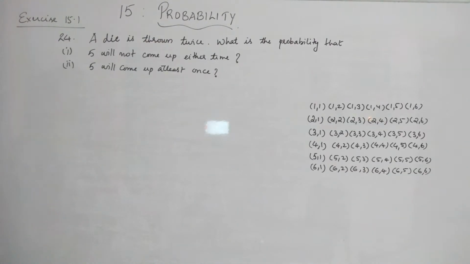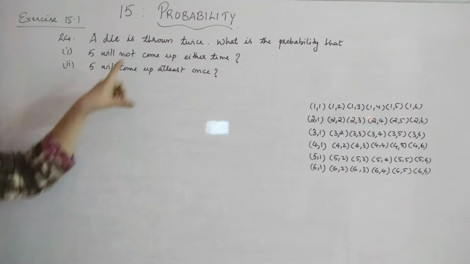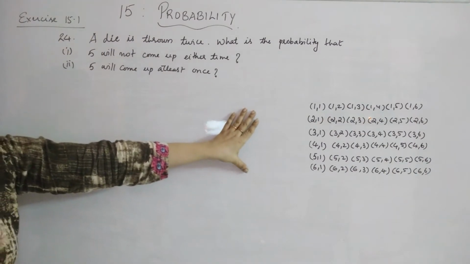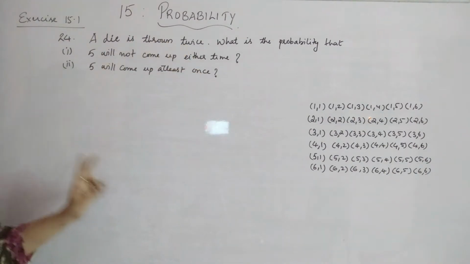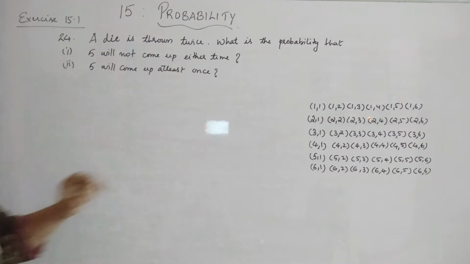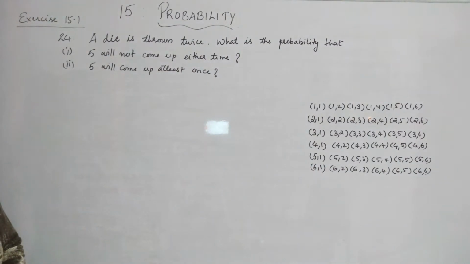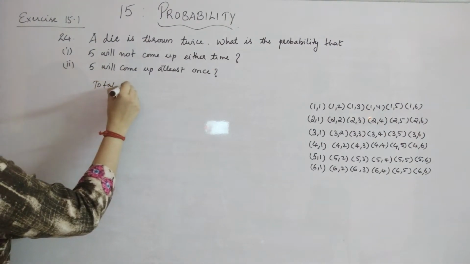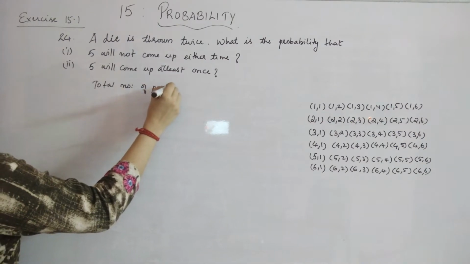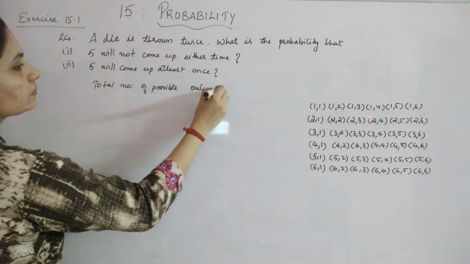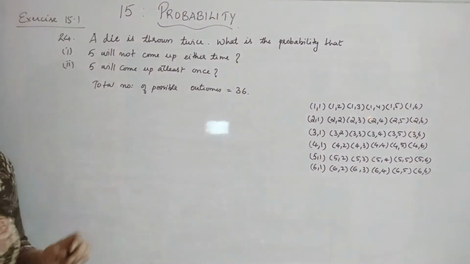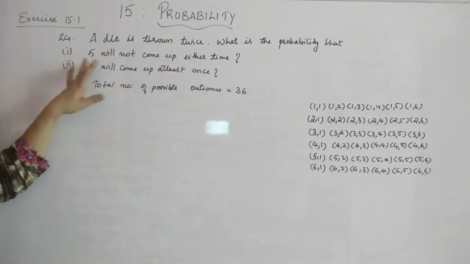Question number 24 is, a die is thrown twice. What is the probability that first, 5 will not come up either time, second, 5 will come up at least once. So again, die is thrown twice means you will have these outcomes, or it is same as throwing 2 dice simultaneously. So 1 1, 1 2 etc., 1 6, 2 1 etc., 6 1, 6 2 etc., 6 6 are the total possible outcomes. That means the total number of possible outcomes is equal to 36.